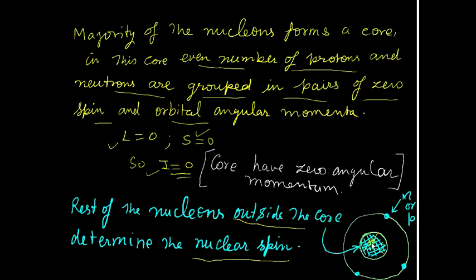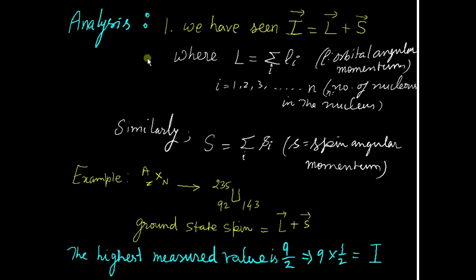For example, suppose this is the central part of the nucleus in the form of a core. This is the core, and there are even numbers of N and Z nucleons. Now the rest of the nucleons are these, right? These are not in the core. So the nuclear spin is determined by the nucleons which are outside the core. Now we will analyze this concept.